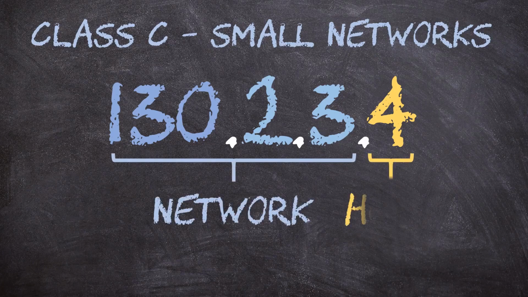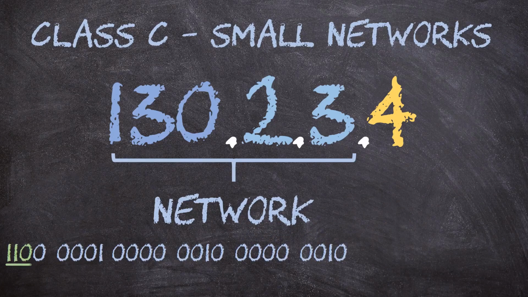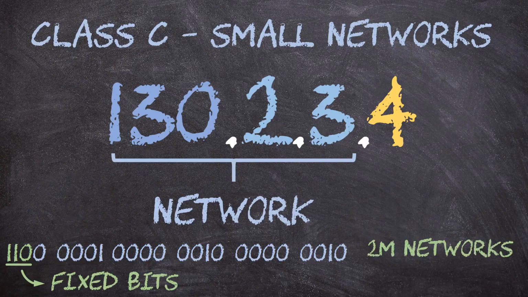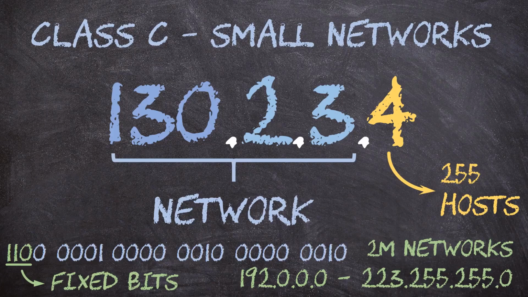Class C are small networks, but there are a lot of them. The first 3 octets are just for the network. The first 3 bits are always 110, leaving 21 network bits, or a little over 2 million networks. With only 1 octet left though, we can have only 256 host IPs per Class C network. The address space ranges from 192.0.0.0 to 223.255.255.0.